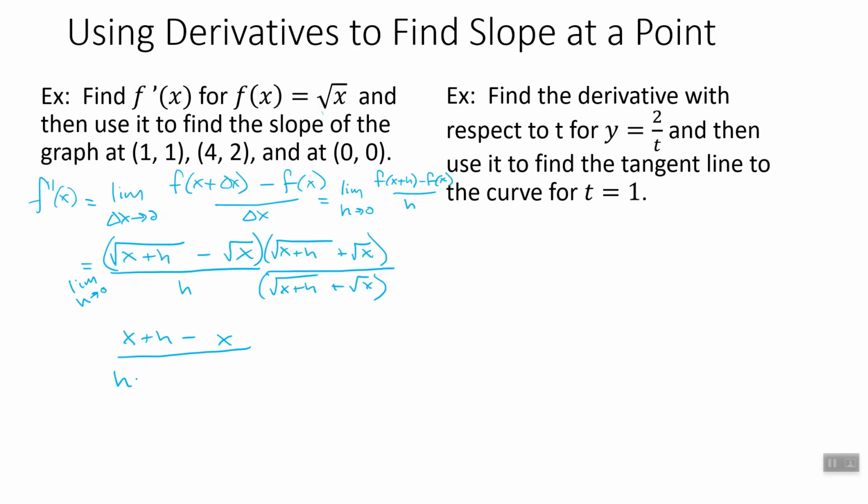On the bottom, we don't want to do anything. We're just going to leave it there. Square root of x plus h plus the square root of x. These x's are going to cancel out, x minus x. We've got an h and an h divided by h. We're going to be left with a 1 on top.